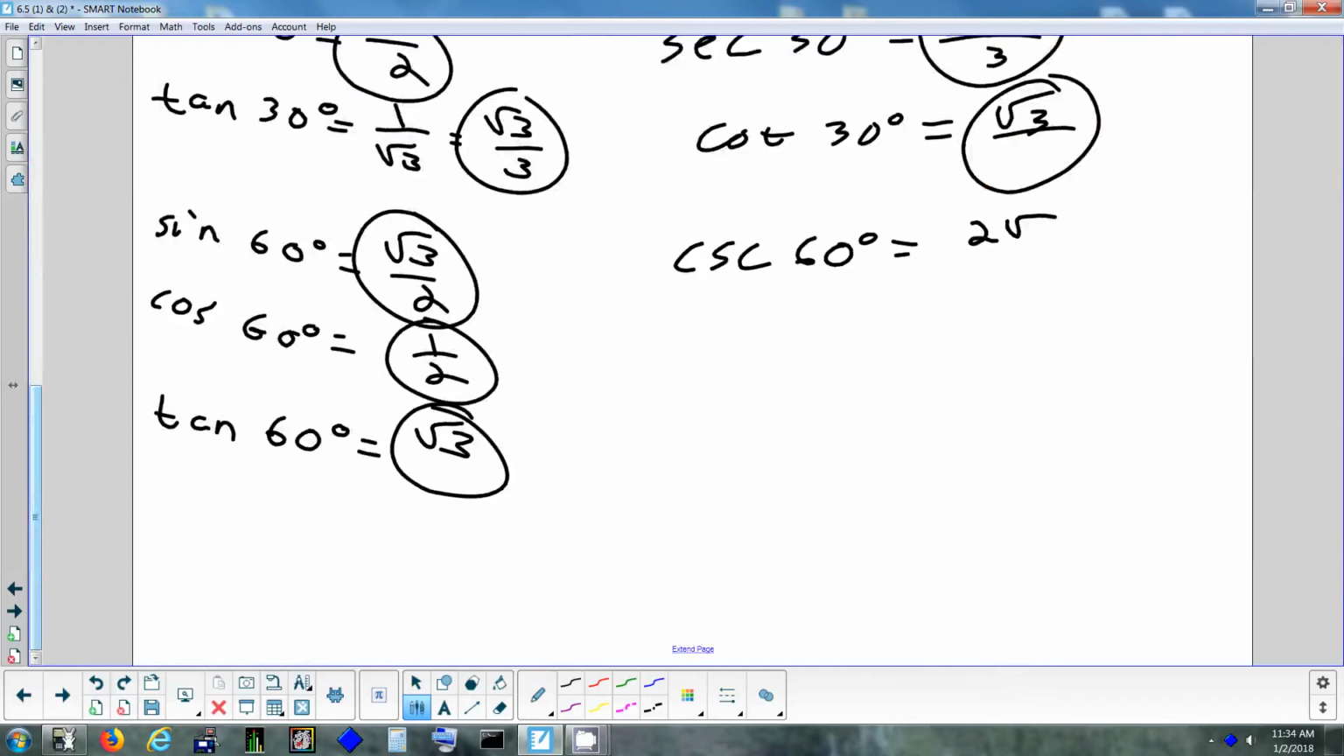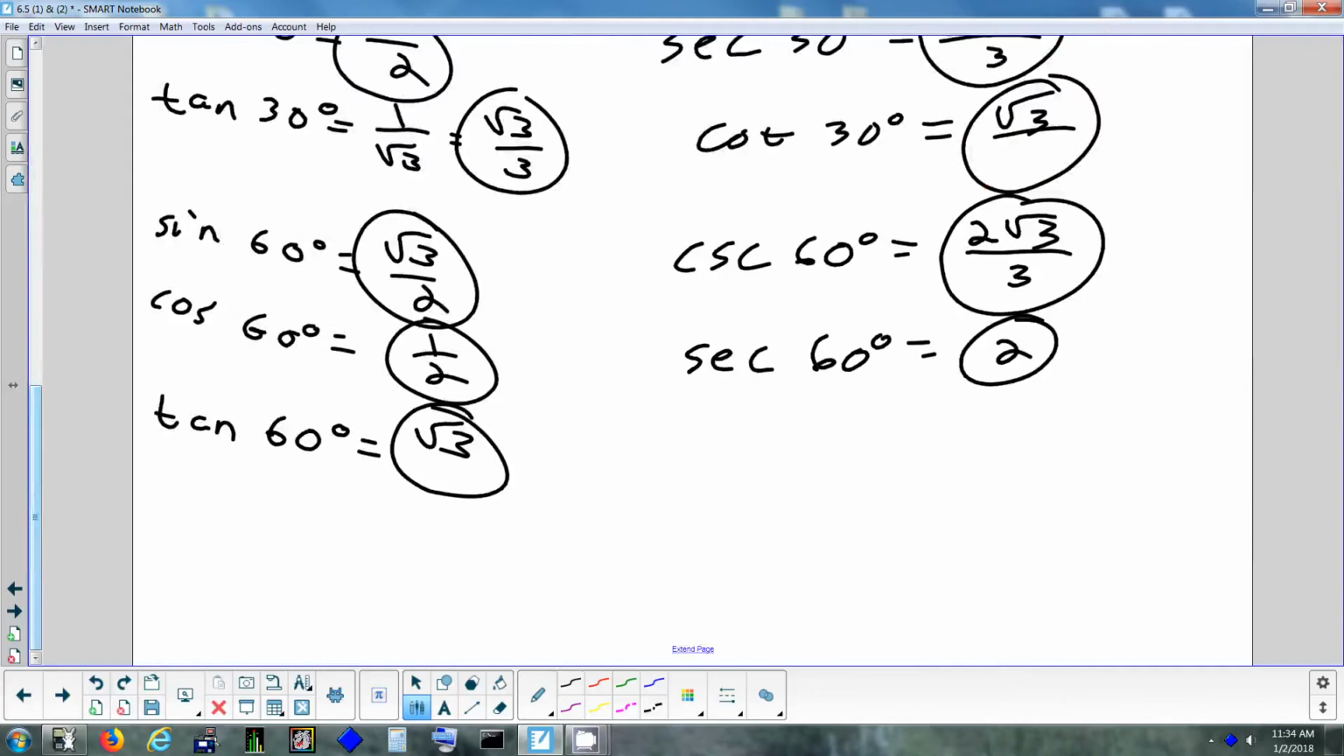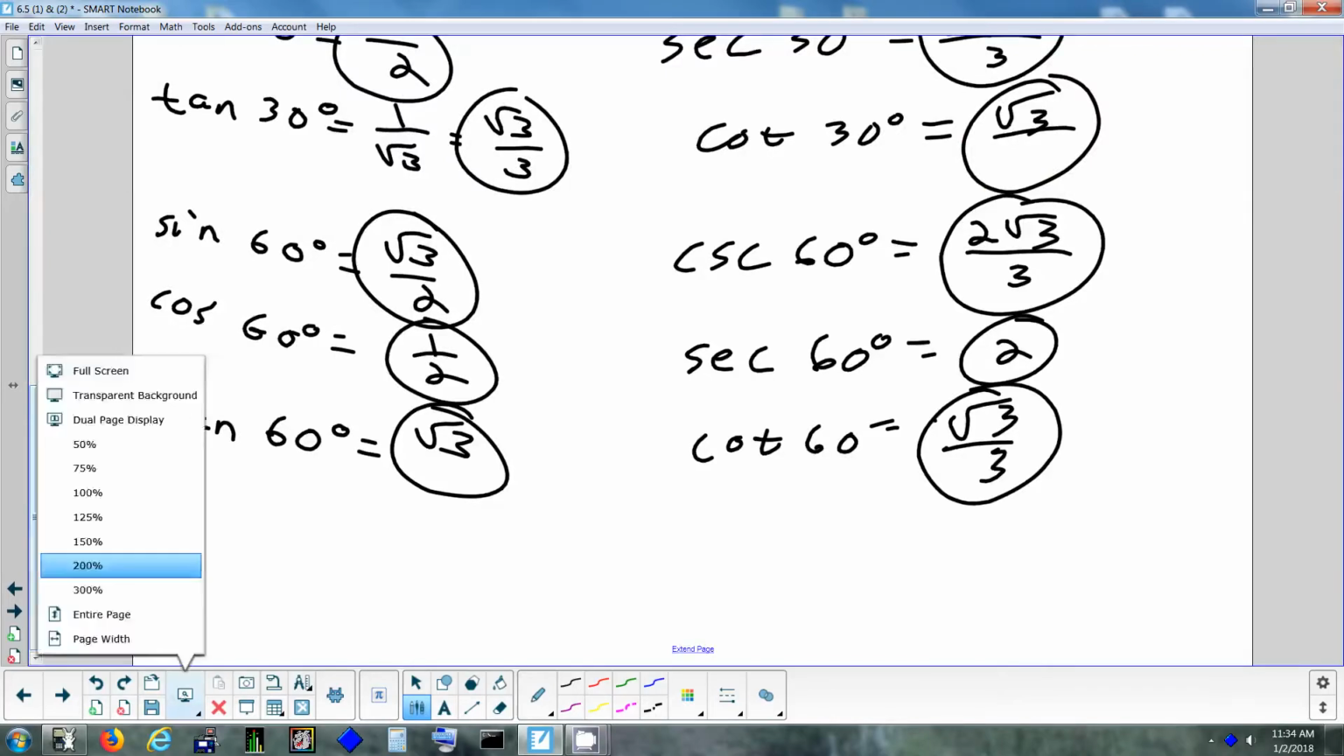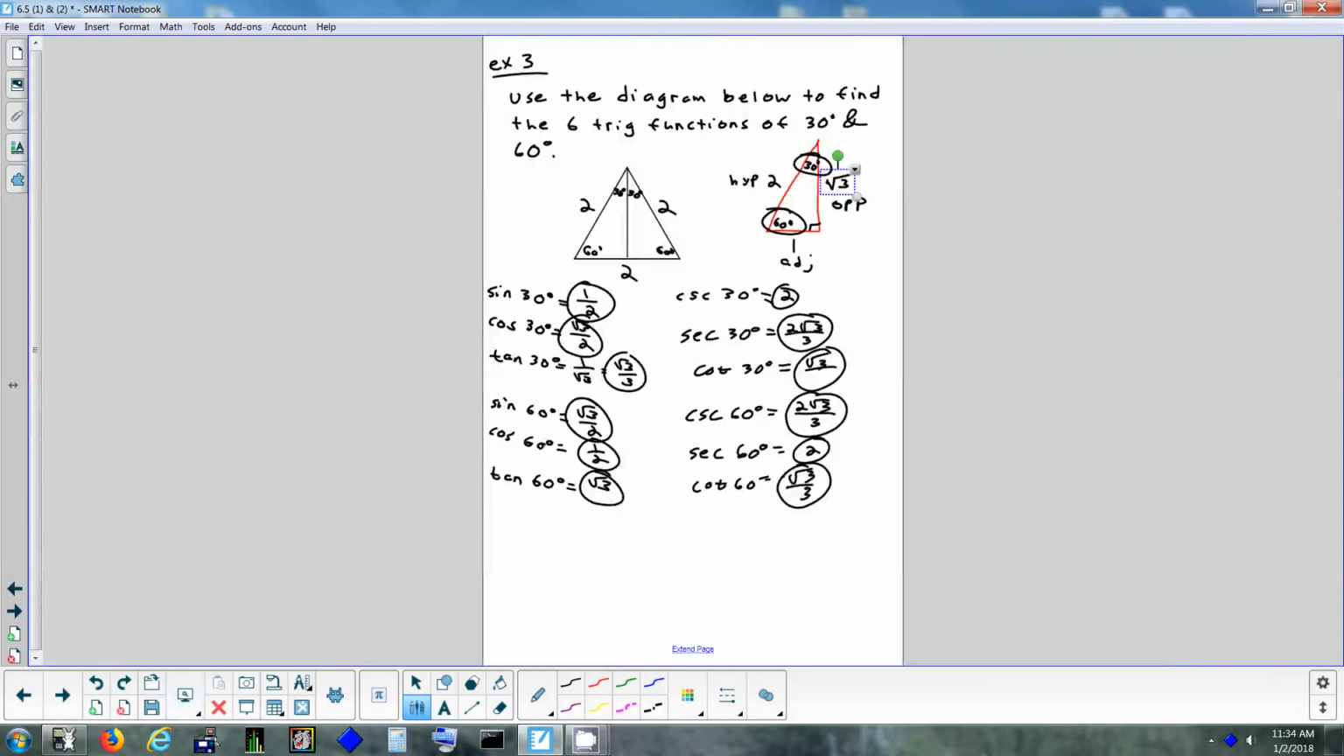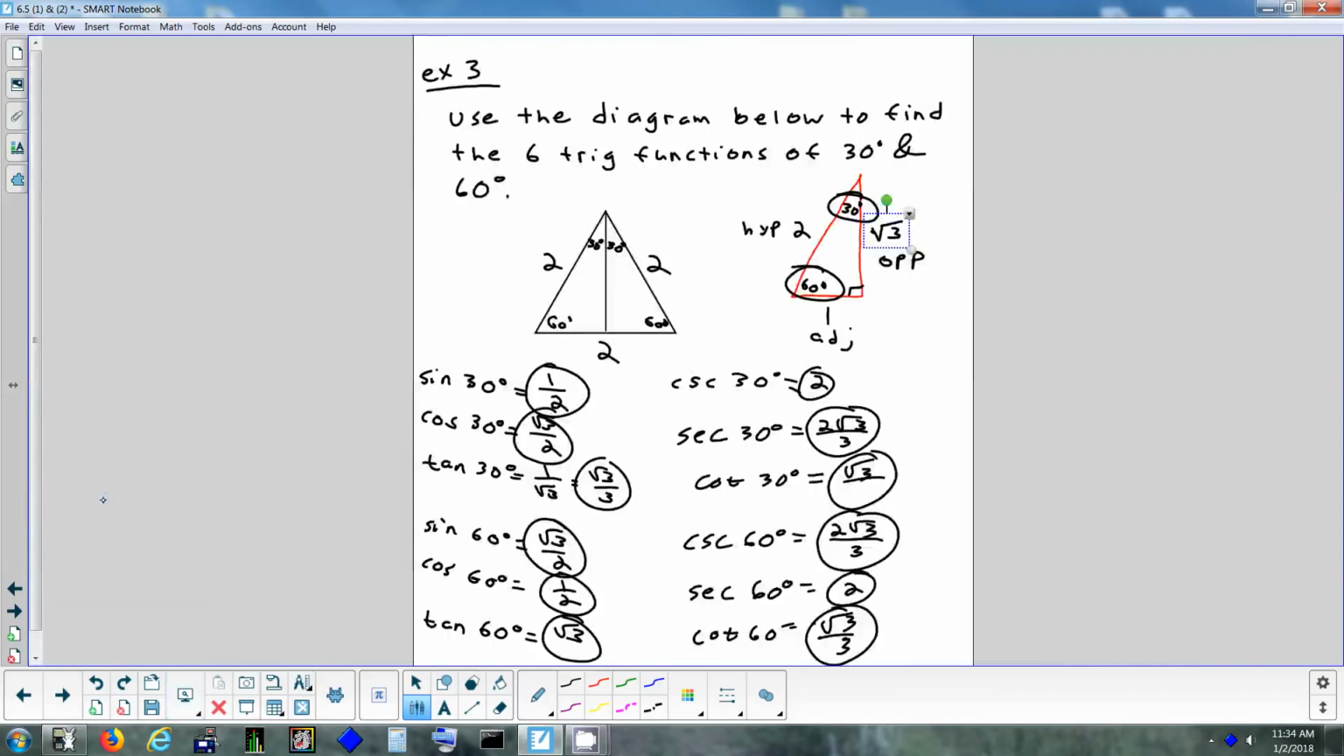Cosecant is 2 root 3 over 3. Secant, we're going to flip it and get 2. I'm going through it quick because we just did all these numbers. Cotangent is going to be root 3 over 3. So let's zoom out and see what switched places.